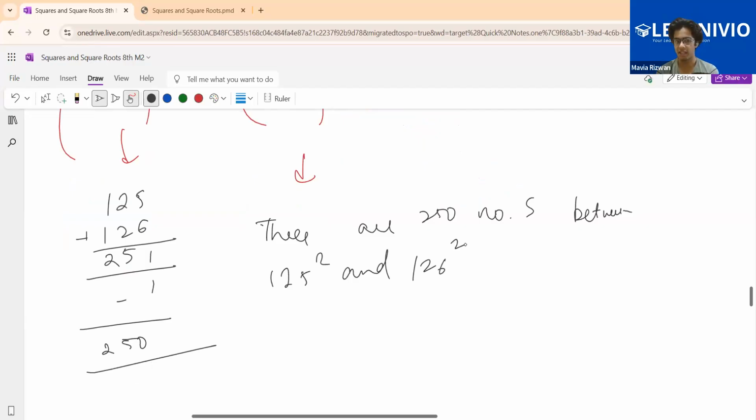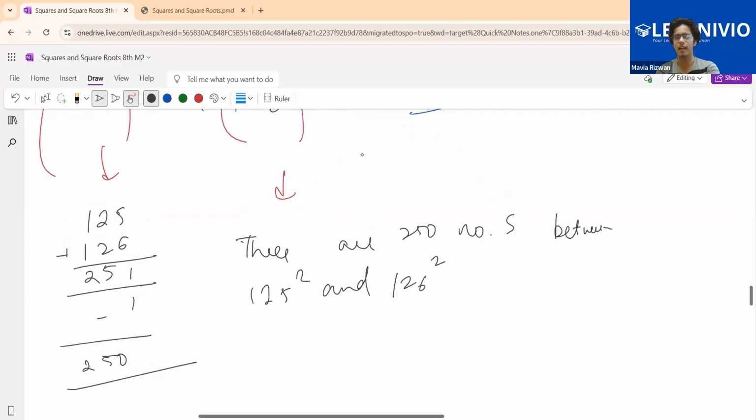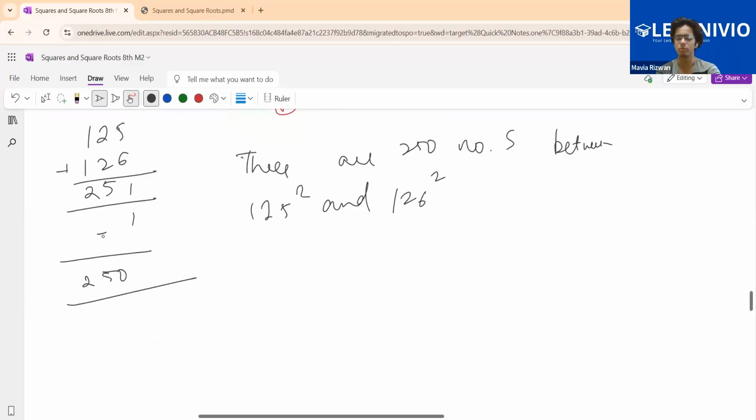Yes, sir. Yes, instead of finding out the whole thing, see, 125 square you would first find out, that would come as 15625, and 126 square, then next of it. Then you have to subtract. That would be a very long way. So we have a shortcut trick: just add the two numbers and subtract one from them. Okay, is this clear to both of you?